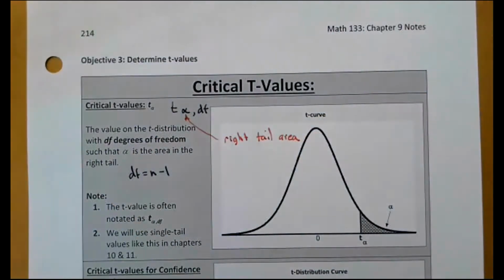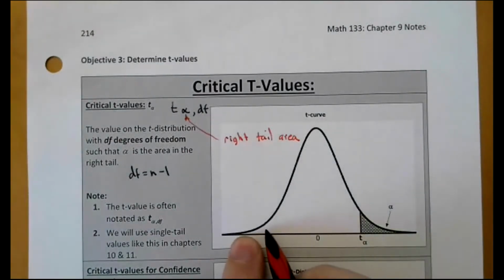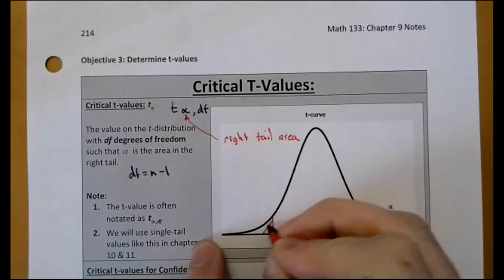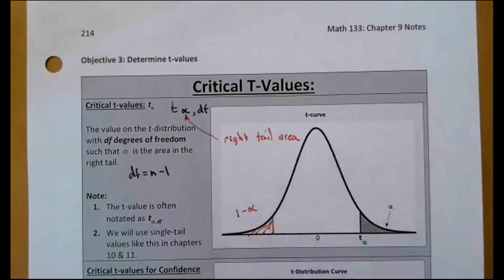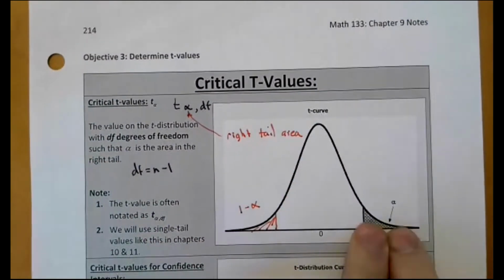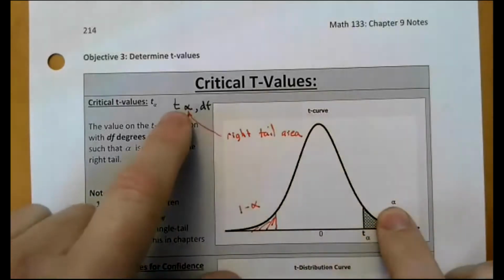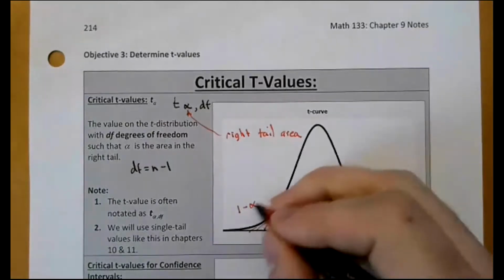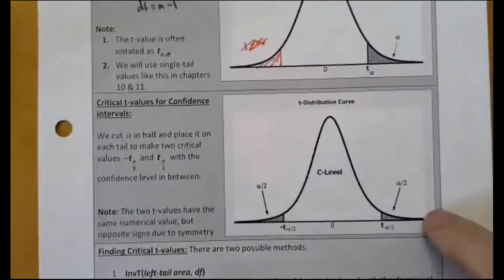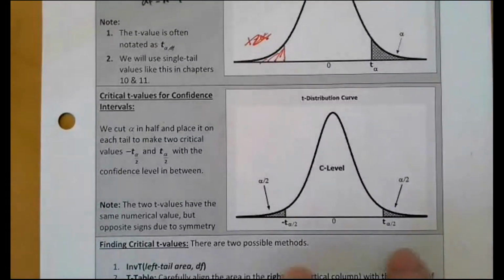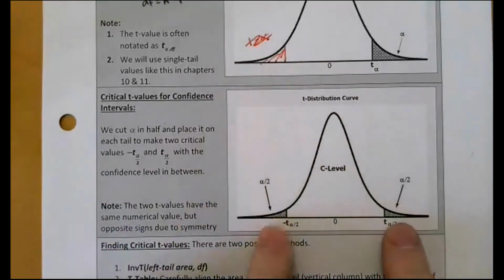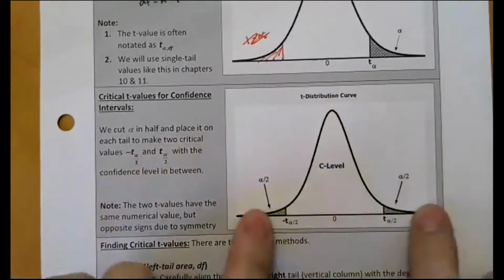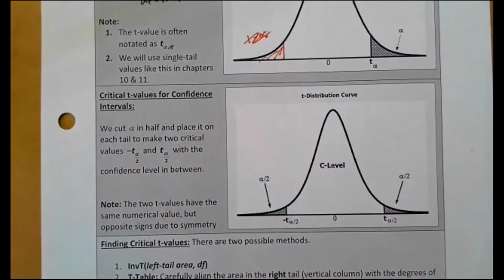That's a right tail area. So if we wanted, say, this left tail area, if we wanted to find this, we would have to do 1 minus alpha in our calculator. So maybe ignore that. So down here, we got this half alpha. This is what we're actually going to be doing, cutting alpha in half and then calculating the area on either end.